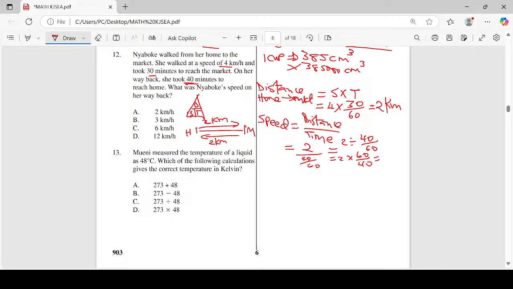This gives you 2 times 60 over 40, dear learners. That gives me 3 kilometers per hour. So this person moved at a speed of 3 kilometers per hour.